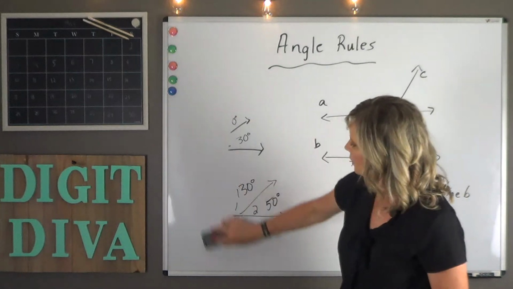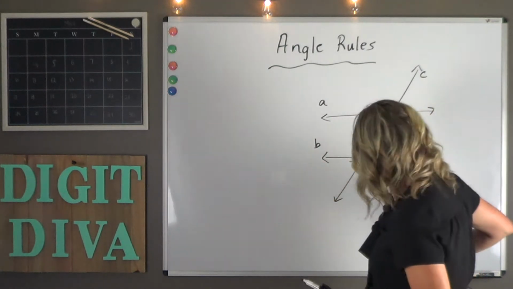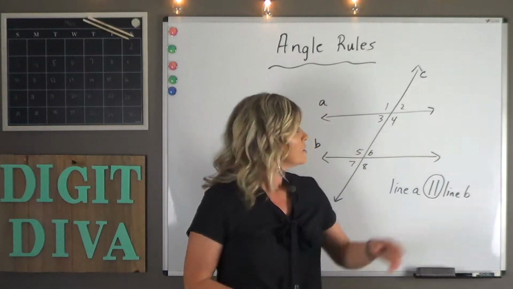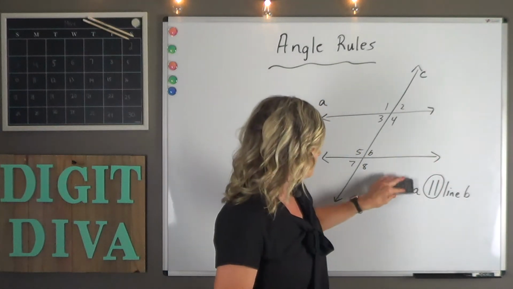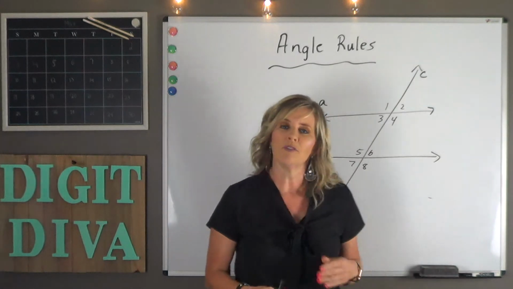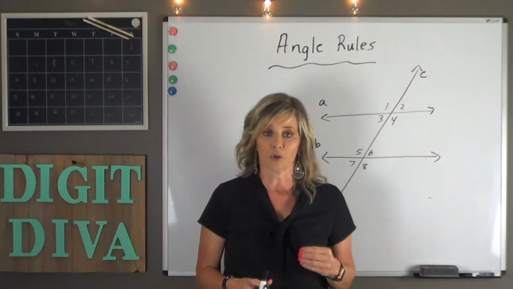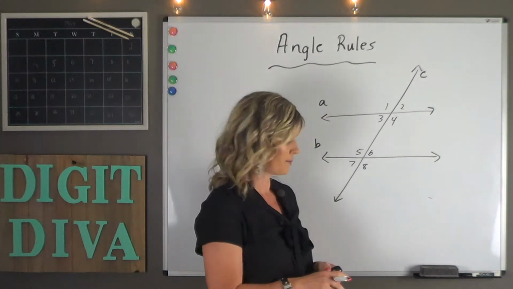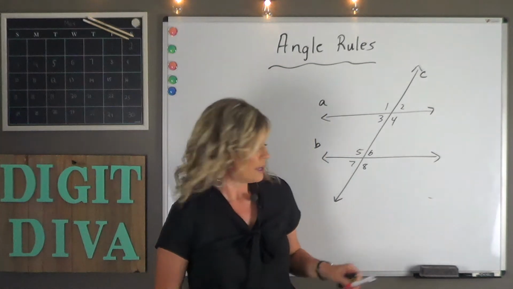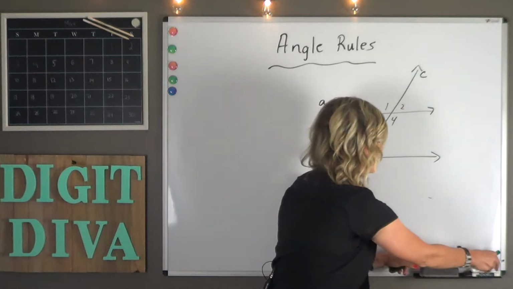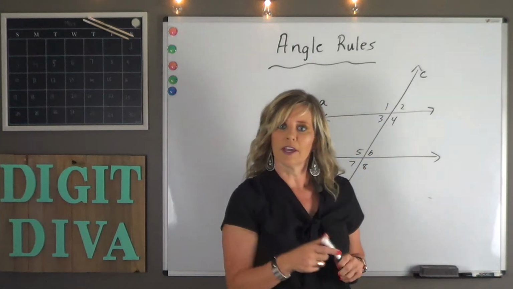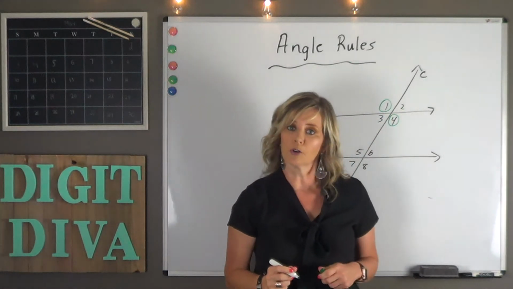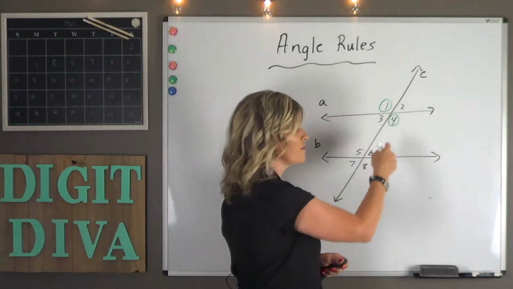So what the bulk of our lesson today is about is all of our angle rules. I'm going to break it down rule by rule, and the first one we're going to talk about is vertical angles. Vertical angles are directly across from one another. Let me get a new color. So vertical angles are directly across from one another, and they look like the letter V. So 1 and 4, for example, would be vertical angles. They're directly across from one another.